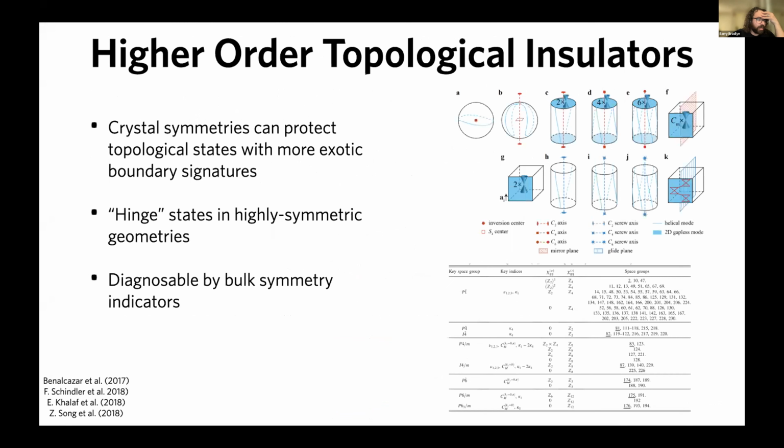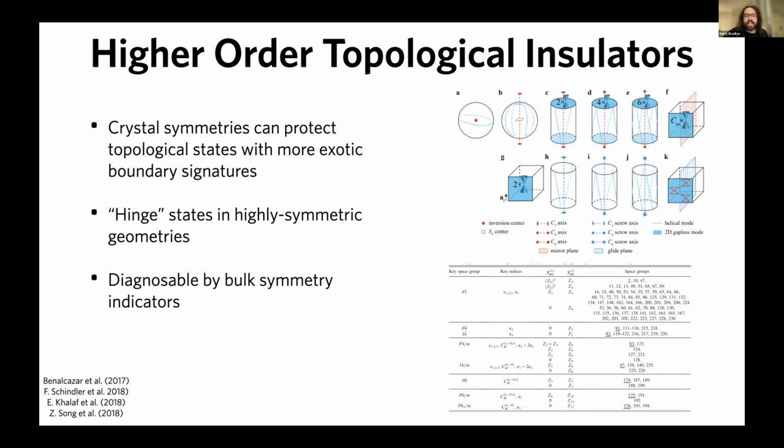Now, this is something I want you to keep in mind as I introduce a new, or newish, class of topological crystalline insulators called higher order topological insulators. So these are systems where crystal symmetry stabilizes phases with more exotic boundary signatures. In fact, these higher order topological insulators are characterized by the fact that they're 3-dimensional systems whose 2-dimensional surfaces are gapped, sorry, but they feature gapless states on 1-dimensional hinges in highly symmetric geometries.